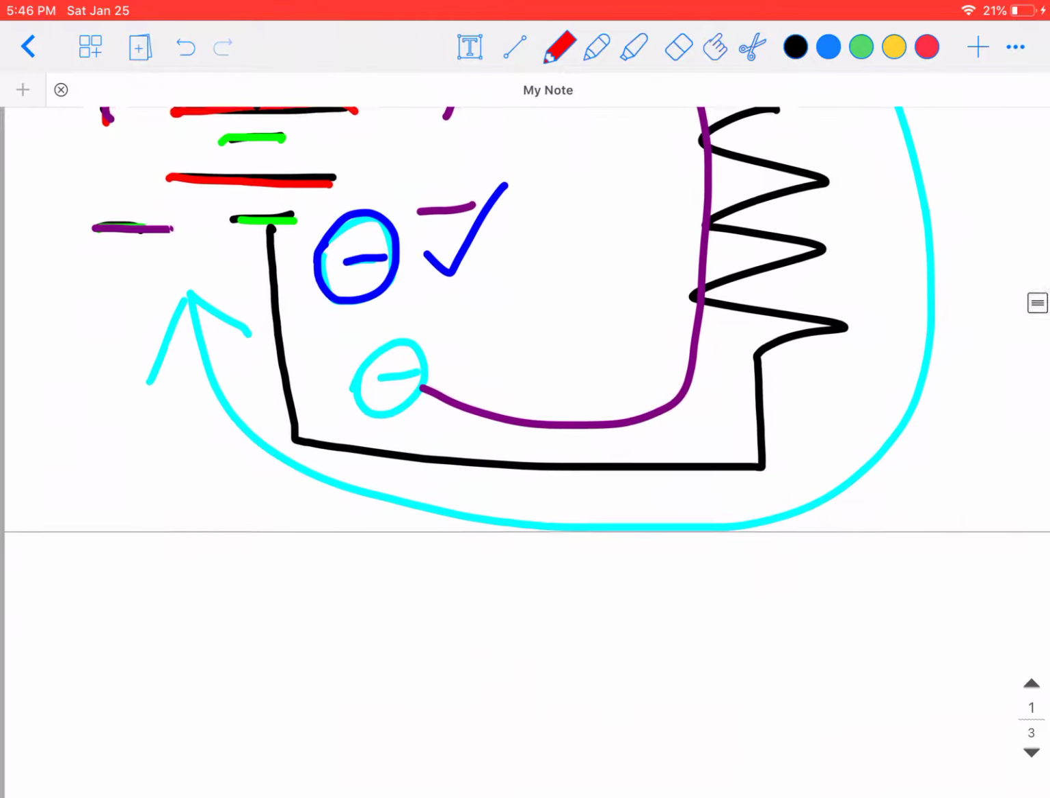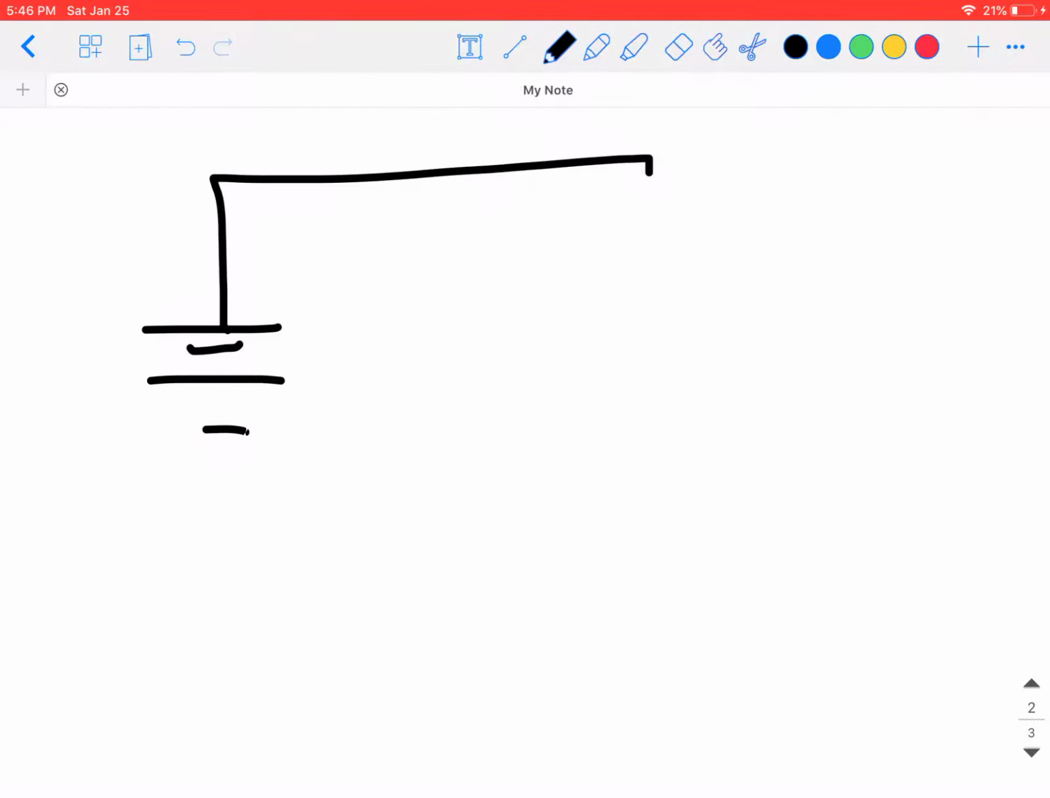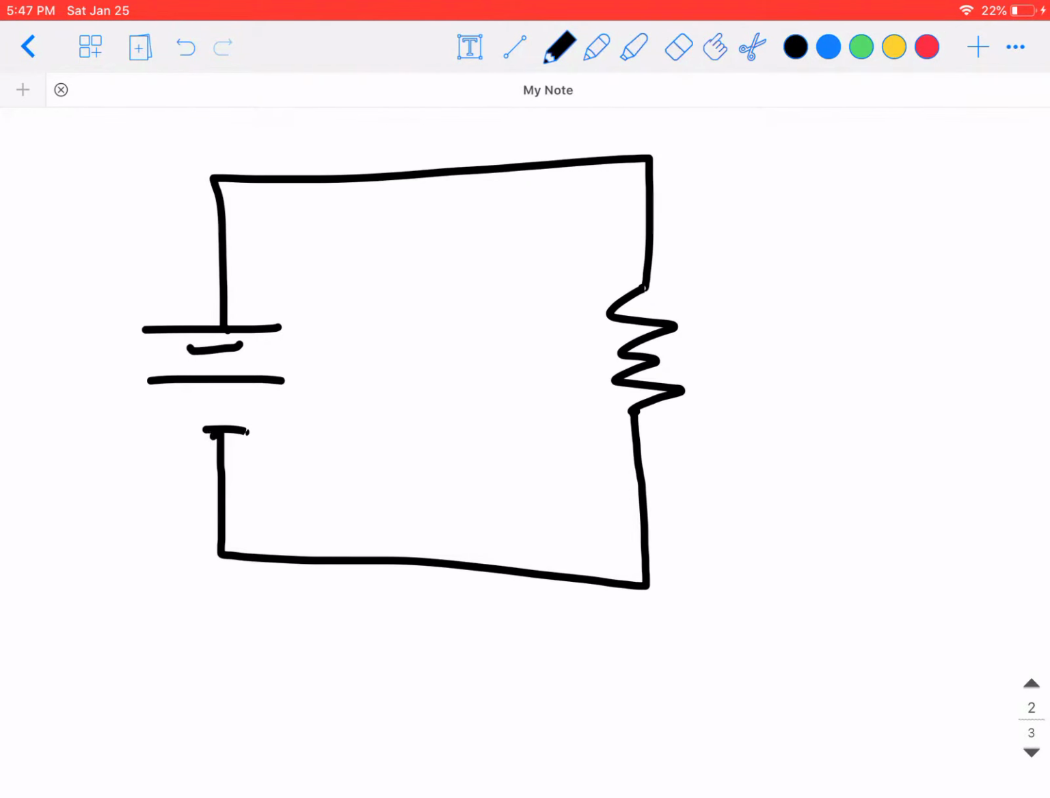So with that aside, let's just start jumping right into a circuit. Of course, drawing a battery, positive, negative, positive, negative. Let's draw that same circuit again, this time with the values. So that's a resistor right there. Let's call this battery a 5-volt battery, and let's call this a 10 ohm resistor.